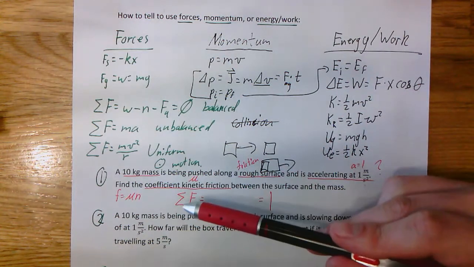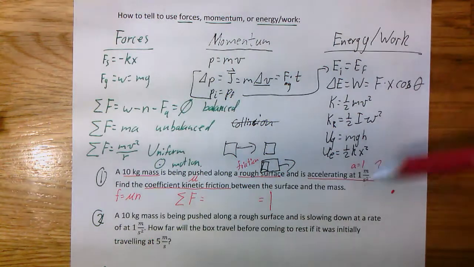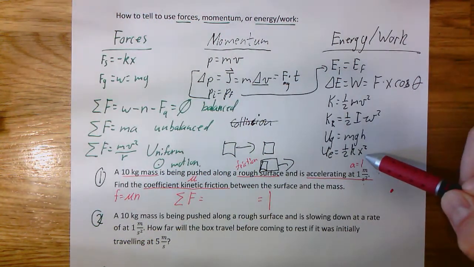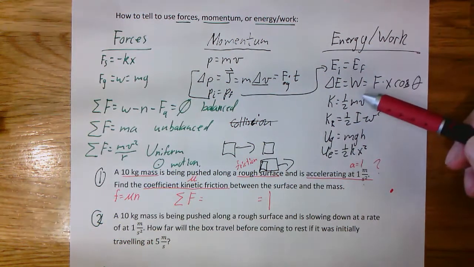We don't know how fast it was going. We don't know how fast it ends up at. We don't know how far it goes. So we don't have any velocities. We don't have any displacements. We don't have any height changes. Energy is pretty worthless to us.